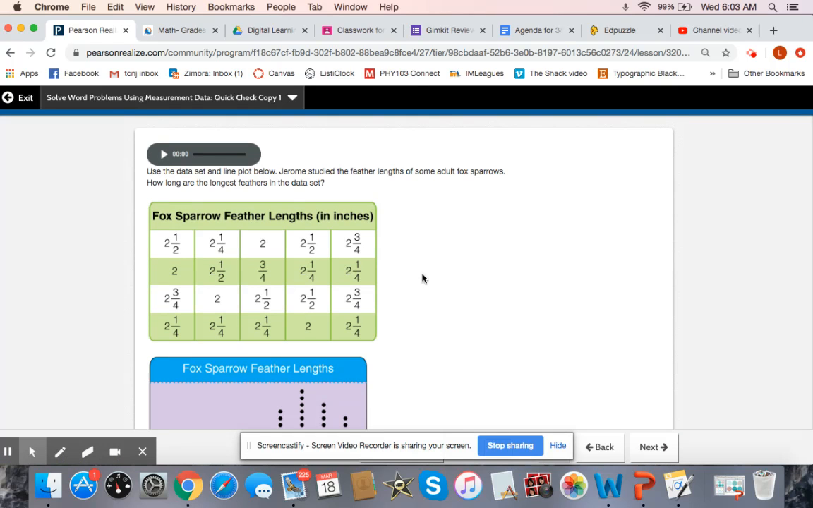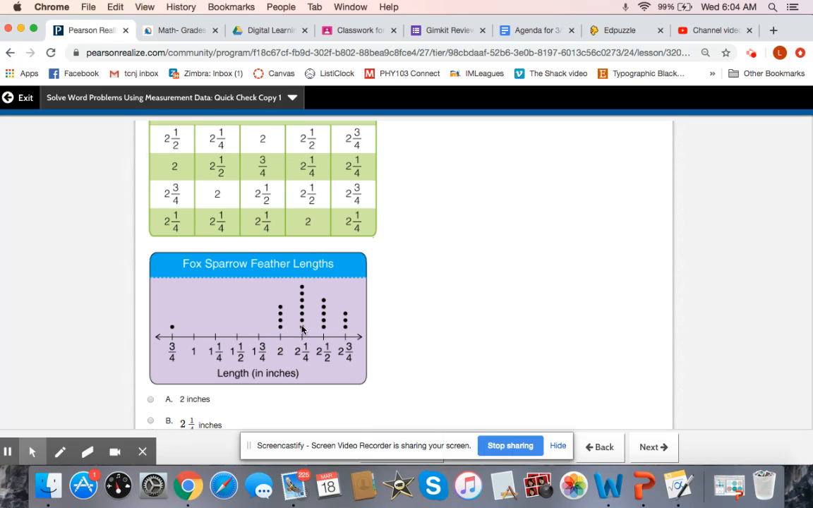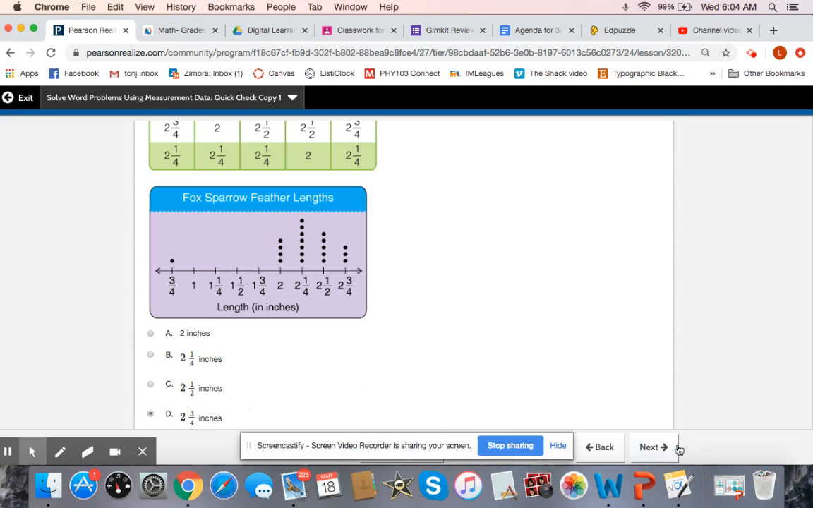Next one, how long are the longest feathers in the data set? Not the most common, but the longest feather is 2 3/4.